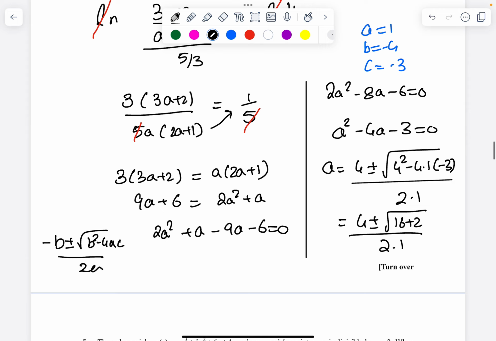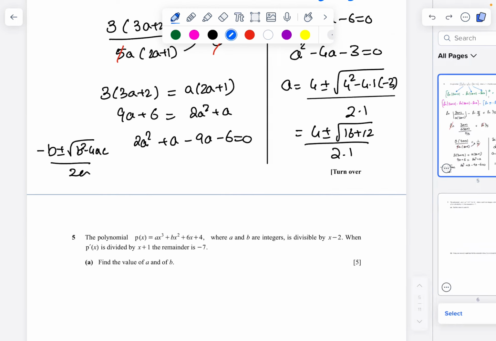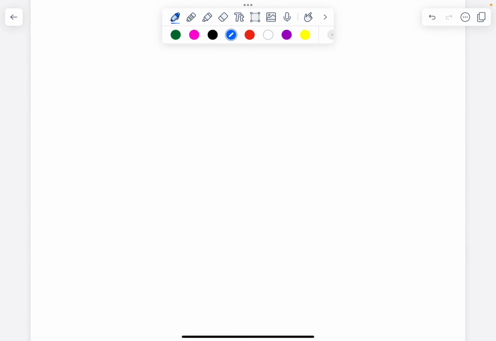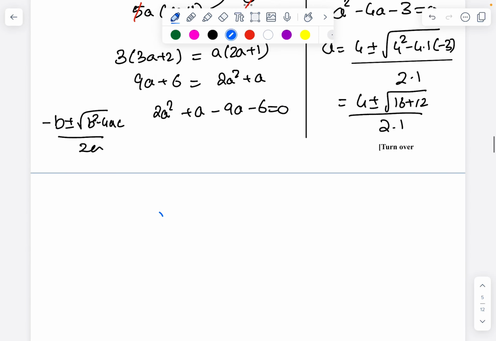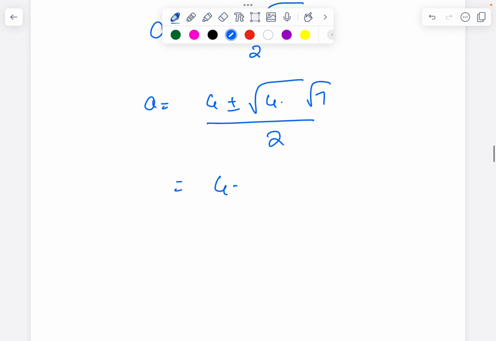So which is nothing but what? This one was 12. So it is a equals 4. Let me add a page so that it will become much easier and clearer. So I got a equals 4 plus minus square root of 28 divided by 2. So a equals 4 plus minus square root of 4 times square root of 7 divided by 2. So 4 plus minus 2 square root 7 divided by 2.